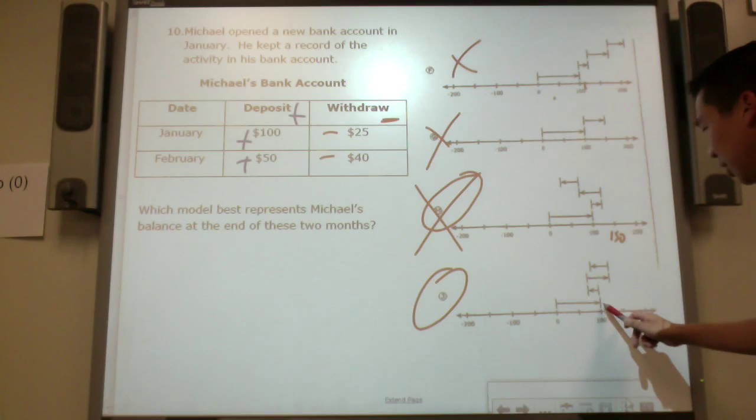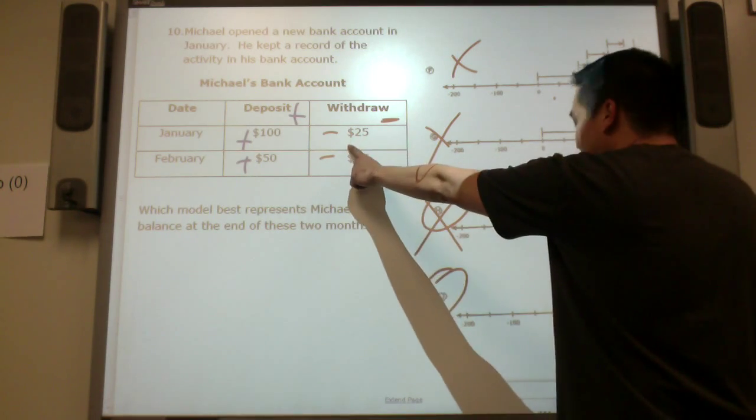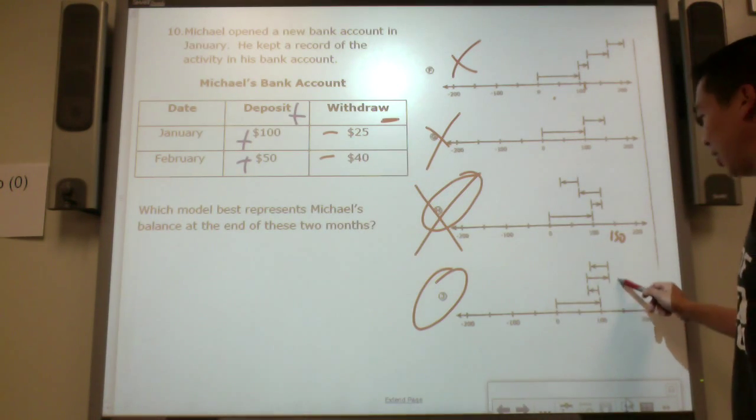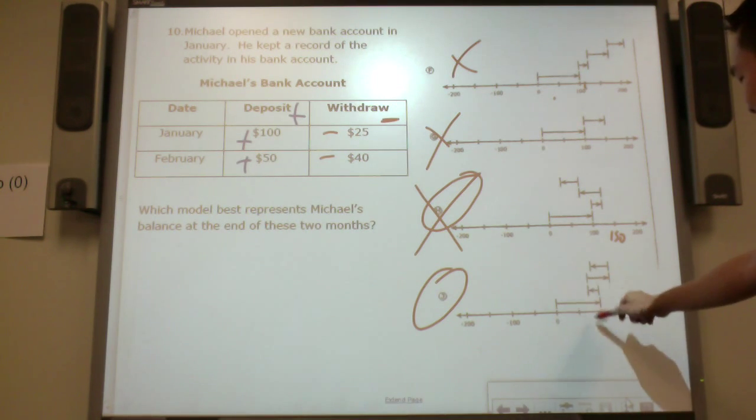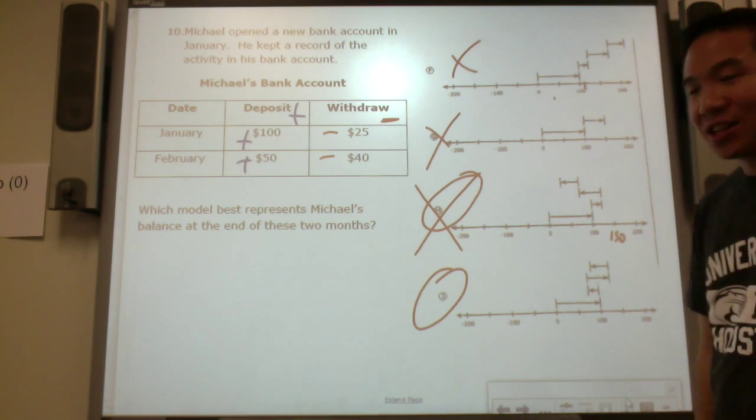He deposits $100. He goes back $25. He goes forward $50. He goes back $40. And I think it's like 90-something dollars. So that's why J is the answer.